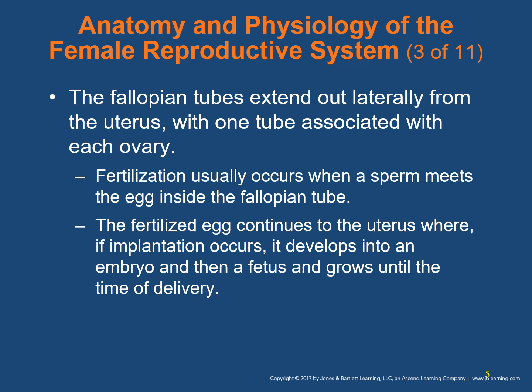The fallopian tubes extend out laterally from the uterus, with one tube associated with each ovary. Fertilization occurs when the sperm meets the egg, usually when the egg is inside the fallopian tube. The fertilized egg then continues to the uterus where, if implantation occurs, it develops into an embryo and then a fetus and grows until the time of delivery.